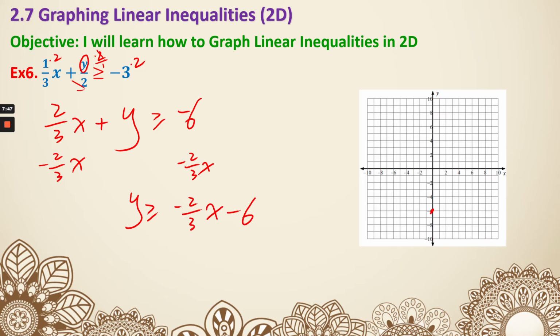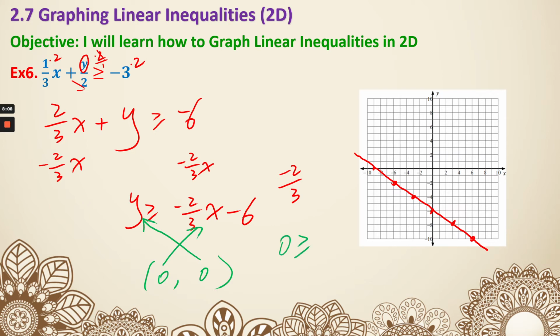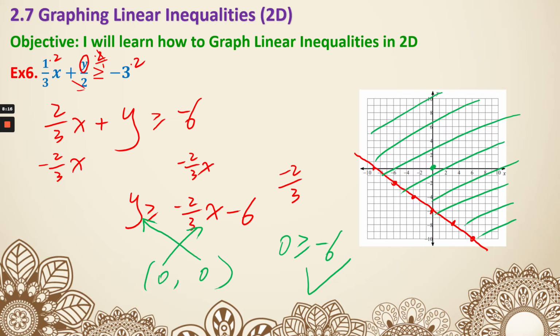So negative 6 right here. Slope is negative 2 over 3. So down 2 over 3, down 2 over 3. Let's get some more points on the other side. Has an equal sign, so it's going to be a solid line. Now we can choose our point to test. Let's still use 0, 0, plug it in. 0 is greater or equal to 0 minus 6, which is negative 6. So that works. I mean, 0, 0 actually works. So we are going to shade this section.